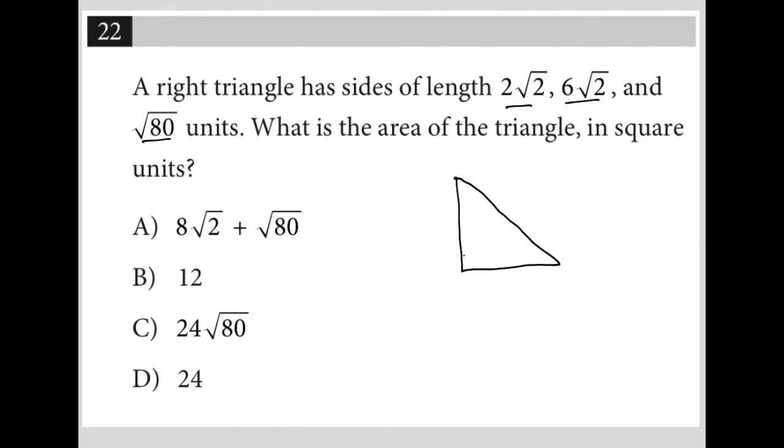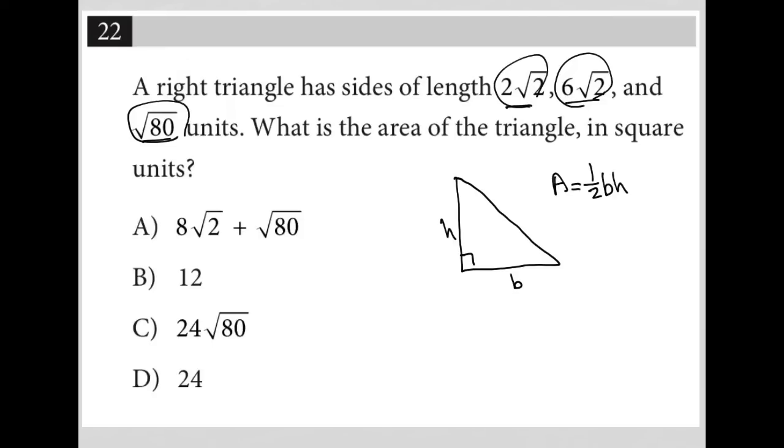I know that the area for this right triangle will just be the base times the height times a half. So 1/2 base times height is how we find the area of any triangle. So all I really need to do is figure out which two of these three sides represent the base and the height.